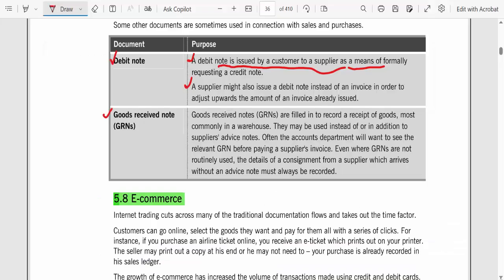Goods Received Note, GRN. Definition and purpose. A goods received note is an official document created by a company's warehouse or receiving department to confirm that goods ordered from a supplier have been received.